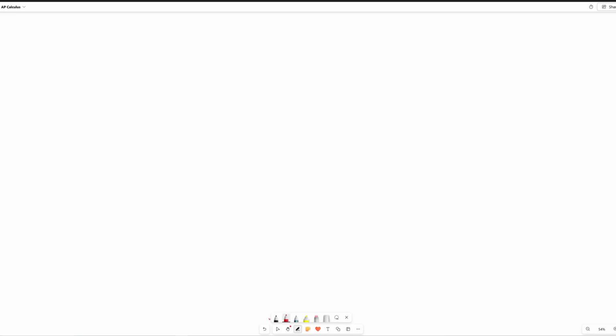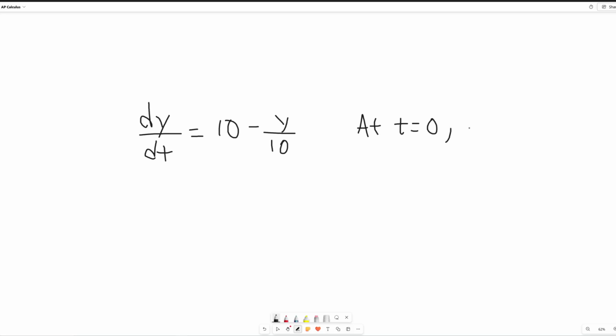All right, so I'm going to give you a real world problem, not necessarily giving you the details of it, but this is a problem that you would 100% see on an AP. So it says that some sort of scenario is modeled by the function dy over dt equals 10 minus y over 10. And then it says at t equals 0, y equals 120. Okay, how do we model this?